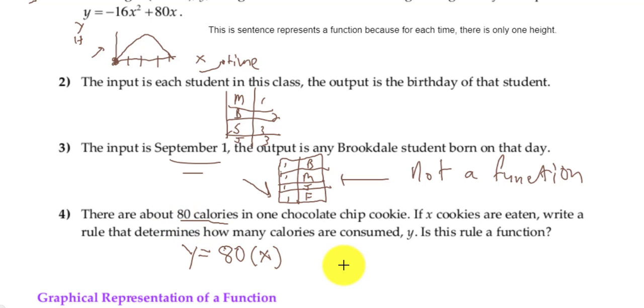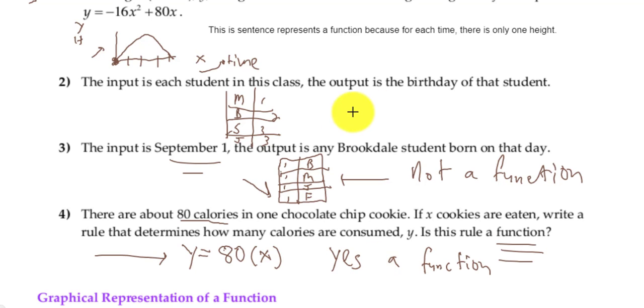That's scary. So anyway, this is the rule, and this is indeed a function, because for each number of cookies, there's only 1 calorie count. If I have 1 cookie, I don't gain 80 calories and 70 calories and 50 calories. 1 cookie is exactly 80 calories. 2 cookies is 160. 3 cookies would be 240 calories. So for each number of cookies, there's 1 value for calories. So this is a function. So I'm just going to write, yes, a function.